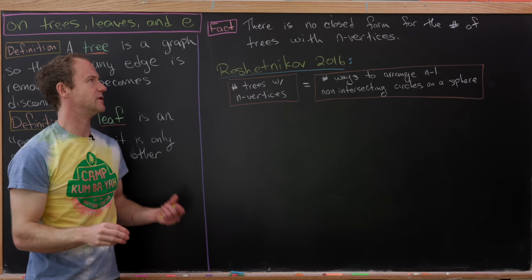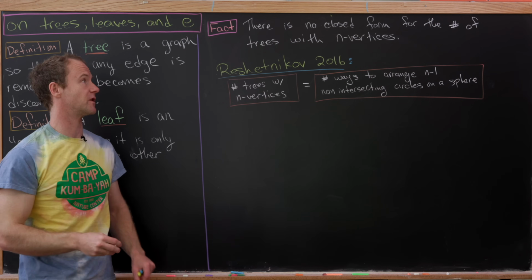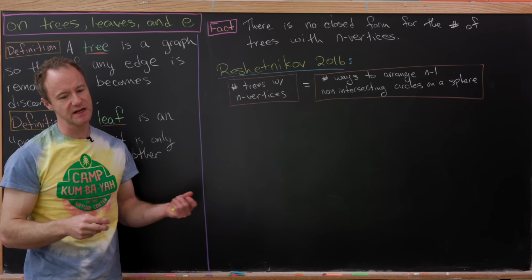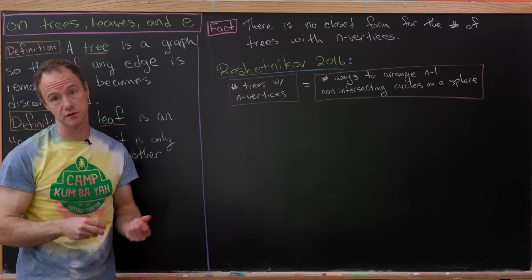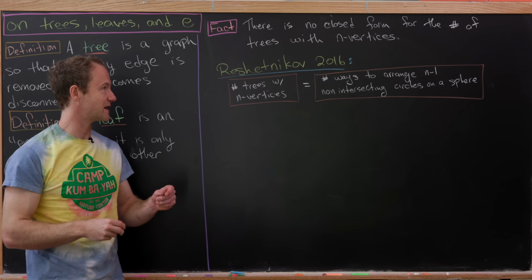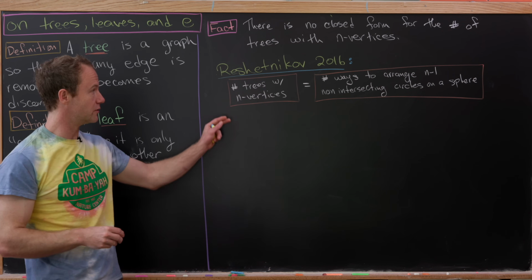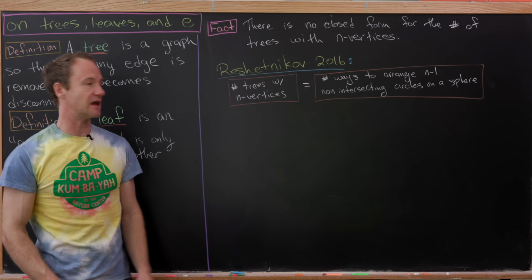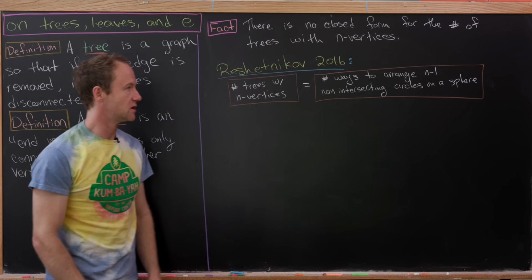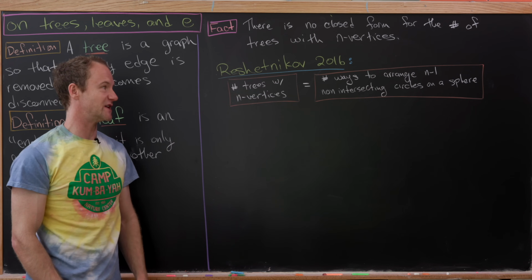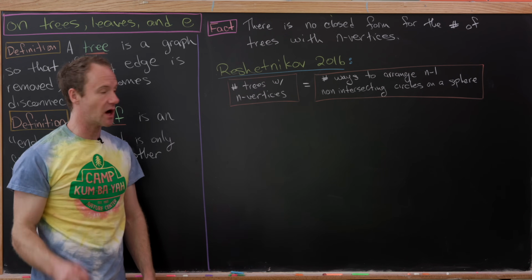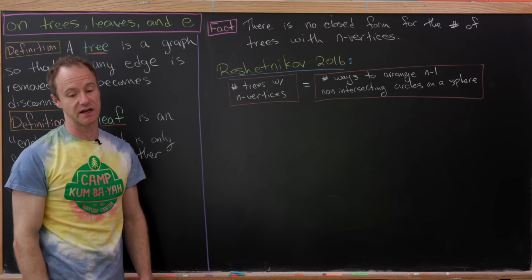So I've got some bad news if you wanted a closed form for the number of trees with n vertices, because it's well known that there is no closed form for this number of trees. That being said, Reshetnikov in 2016 proved that the number of trees with n vertices is equal to the number of ways to arrange n-1 non-intersecting circles on a sphere.